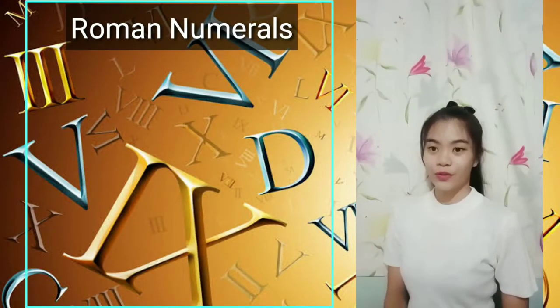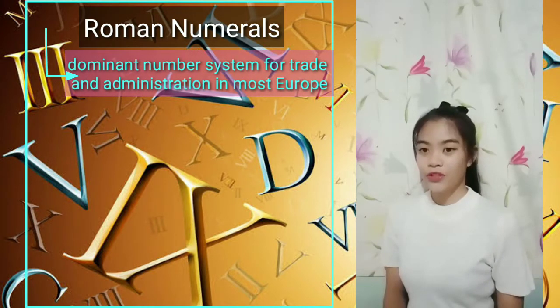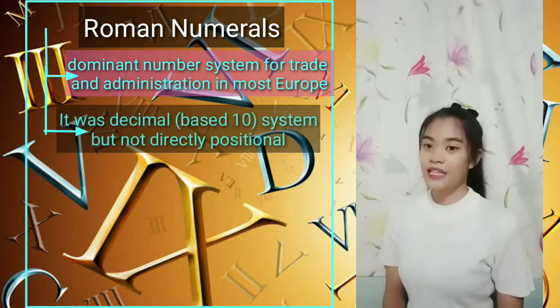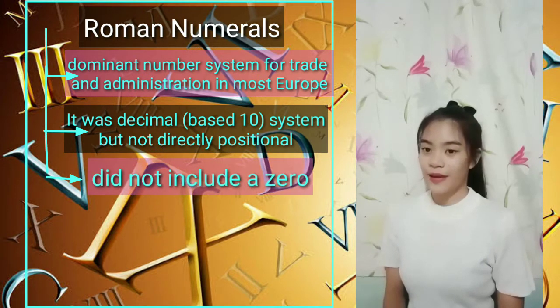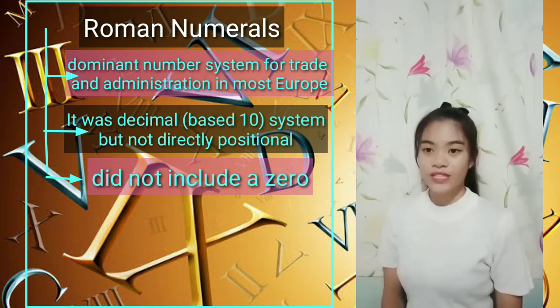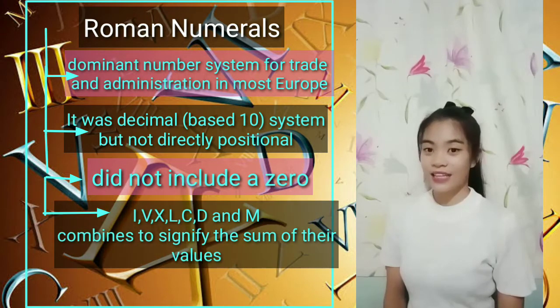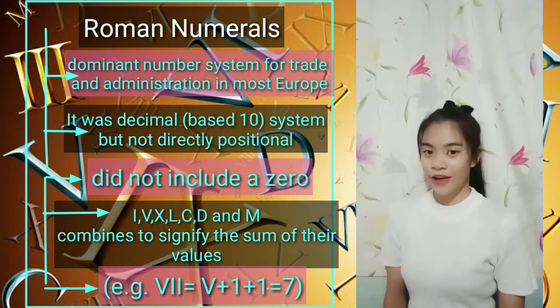Roman numerals are well known today and were the dominant number system for trade and administration in most of Europe for the best part of a millennium. It was a decimal-based, base 10 system but not directly positional, and did not include a zero, so for arithmetic and mathematical purposes, it was a clumsy and inefficient system. It was based on letters of the Roman alphabet I, V, X, L, C, D, and M, combined to signify the sum of their values. For example, the letter V plus I is equal to 6.